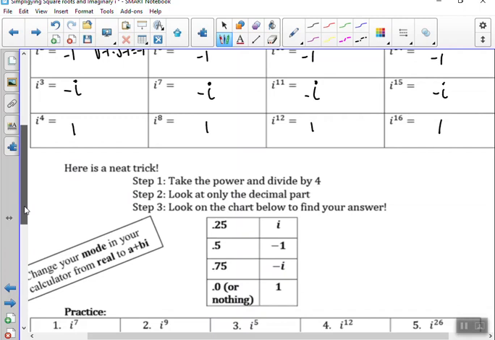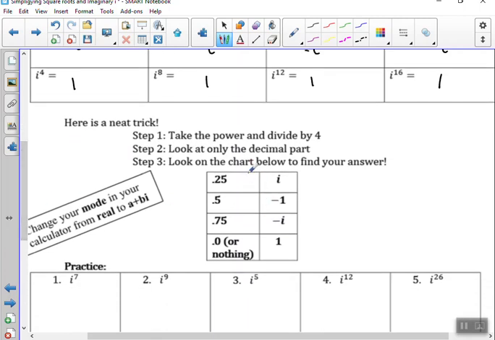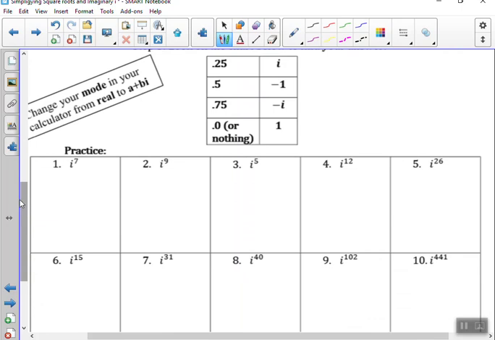So here's a little trick that I use. I look at the exponent and I divide it by 4, and then I look at the decimal part, and then that's where I just use this chart to find what my answer is. Or, you know, you can always just plug it in your calculator, okay? So then you would just plug it in, right? I don't know. Sometimes students memorize it.